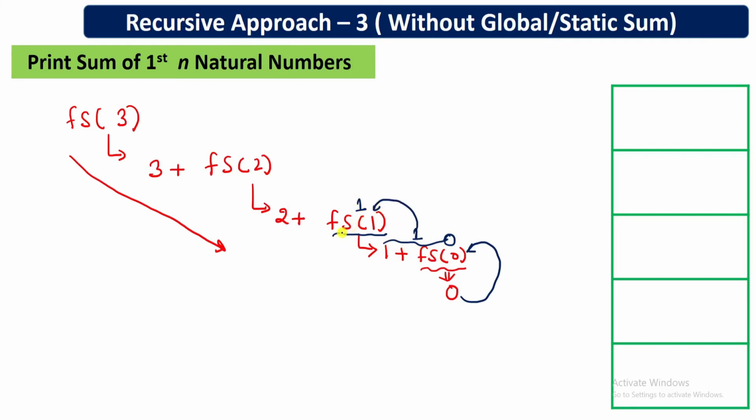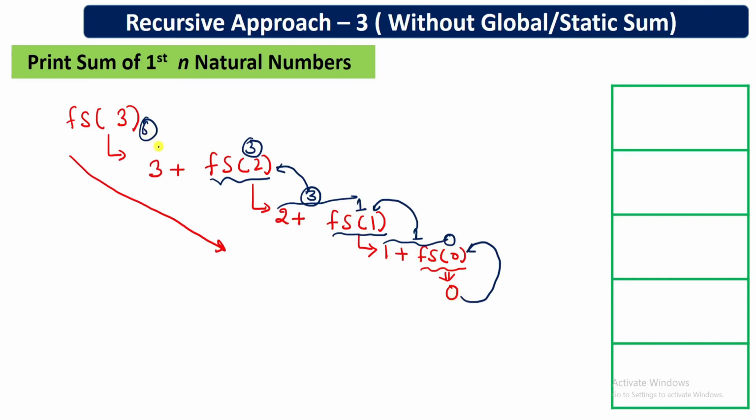So fs of 1 gave me the sum of 1 natural number, that is 1 plus 0, that is 1. Now this 1 will be added with 2 so that I can get the answer for the first 2 natural numbers: 2 plus 1, that is 3. So 3 is the answer for fs of 2, and fs of 2 will be replaced with 3, right? Now this 3 will be added with this 3, so I get 3 plus 3, that is 6. This is the sum of the first 3 natural numbers: 3 plus this 3, and this 3 is 2 plus 1, and this 1 is 1 plus 0, and this 0 was the stopping condition.